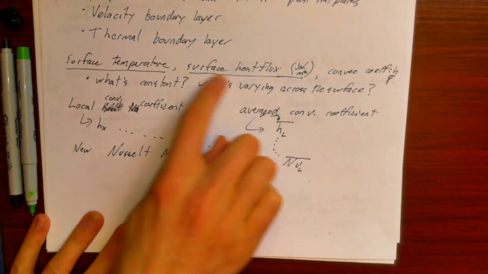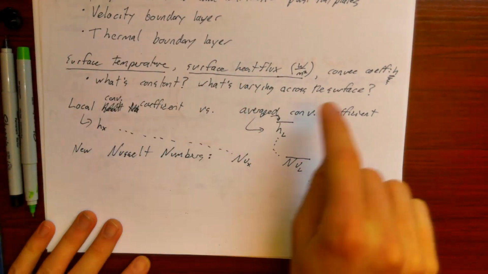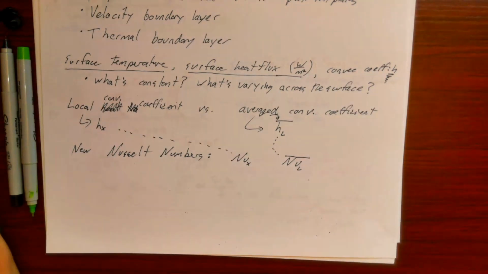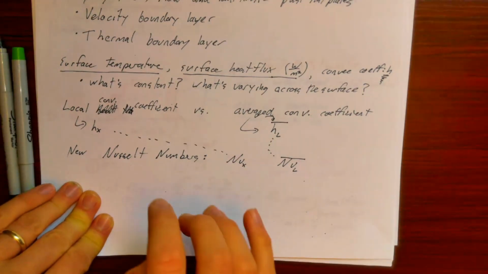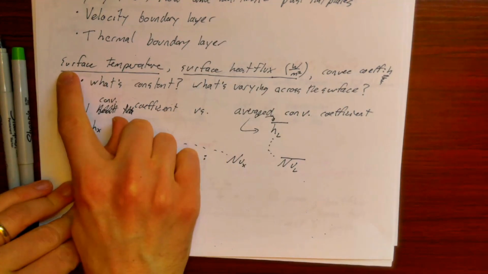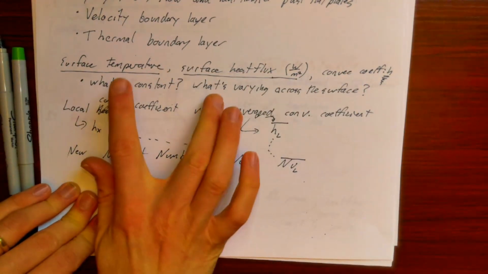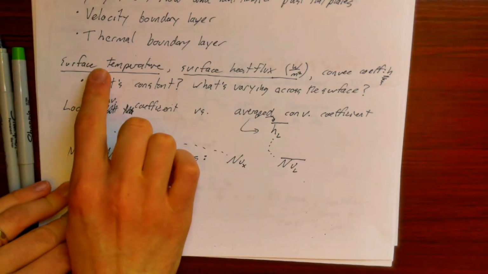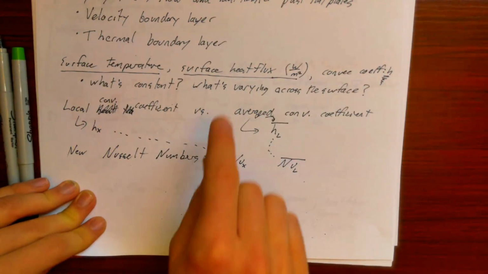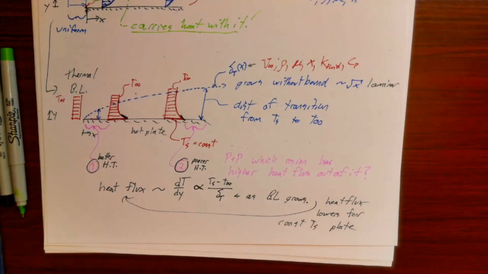So now let's talk a little bit about surface temperature, surface heat flux, and the convection coefficient. Let's put some equations to the relationships between surface temperature, surface heat flux, and convection coefficient. In particular, we'll look at cases where one of these is constant and the other two vary.